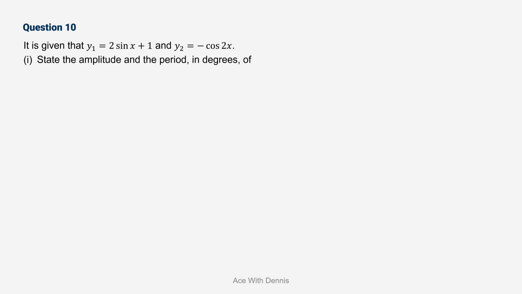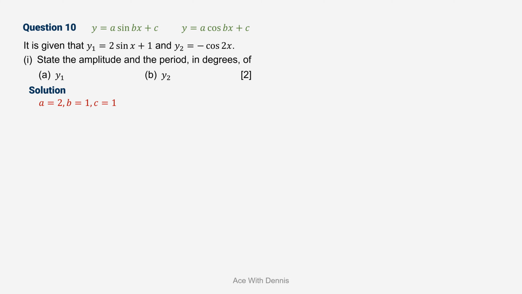Question 10. It is given that y1 equals 2 sine x plus 1 and y2 equals negative cosine 2x. Part 1. State the amplitude and the period in degrees of A, y1, B, y2. 2 marks. So here is the solution. Each equation y1 and y2 is written in the form of y equals a sine bx plus c and y equals a cosine bx plus c.